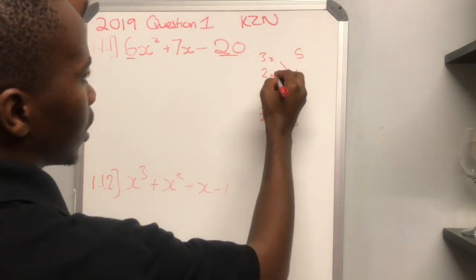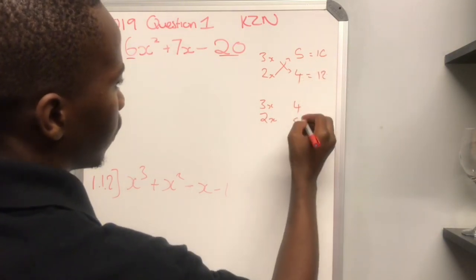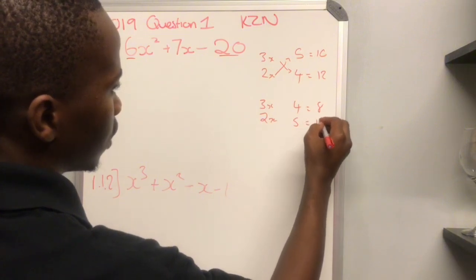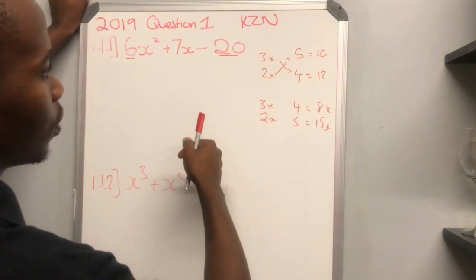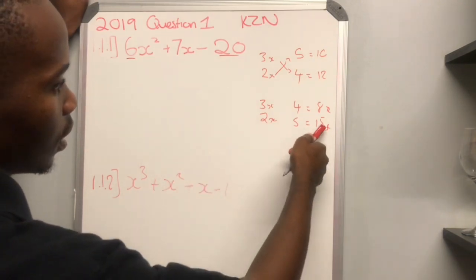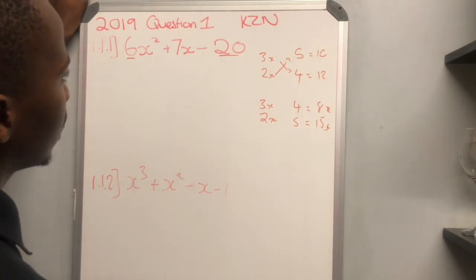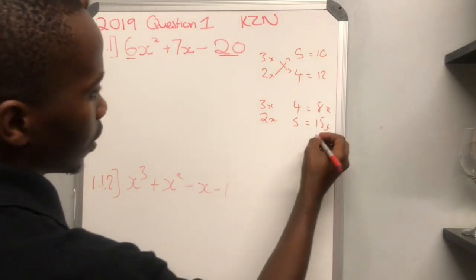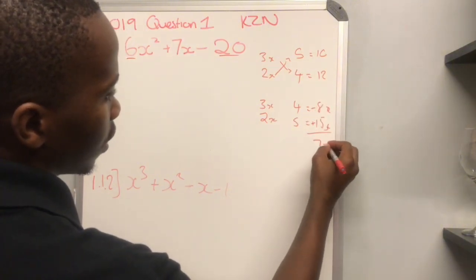Cross multiply here, cross multiply there, equals 10, equals 12, equals 8, equals 15x. Now you're looking for the one which will give you 7. 15 minus 8 is how much? It actually equals 7. So if this is a plus, this is a minus, 7x.